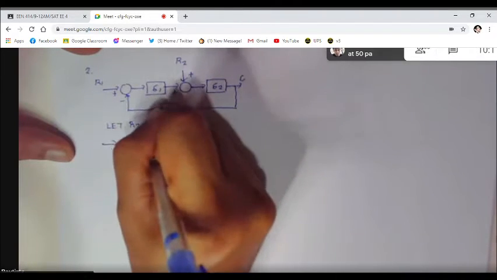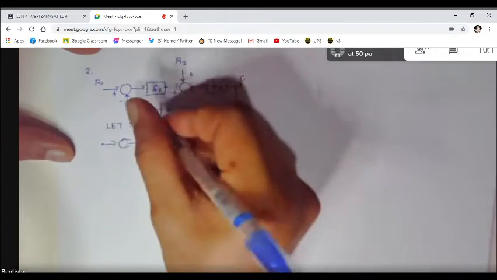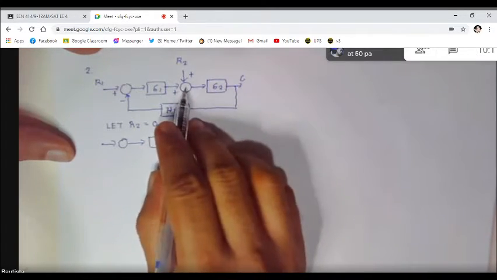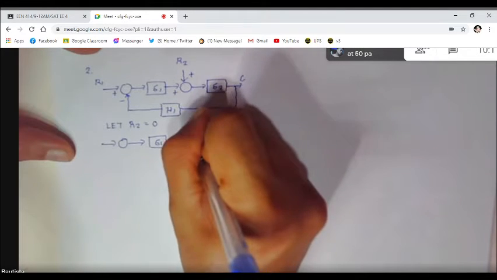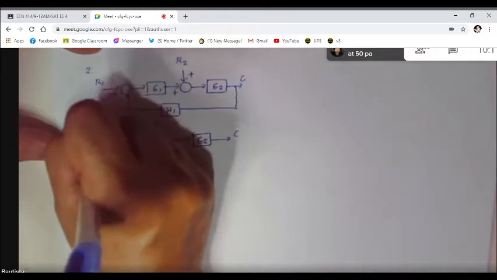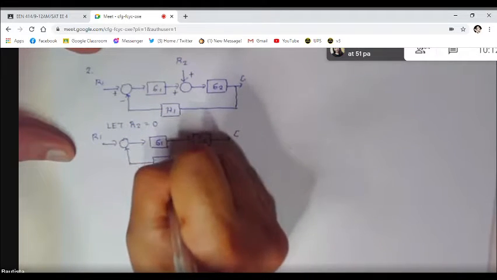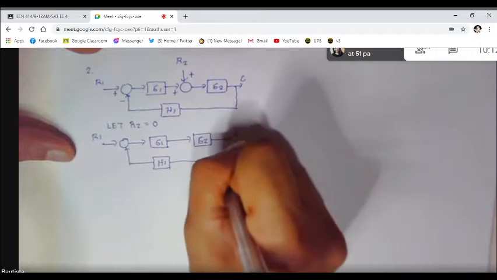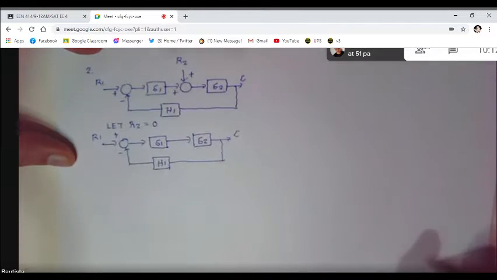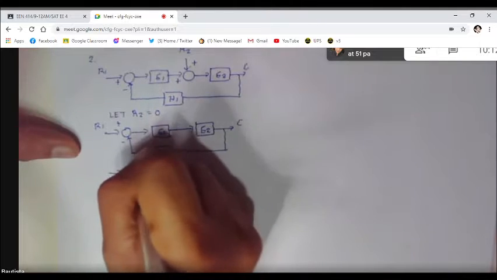So, you have G1, and then, instead na meron kang summing point, wala ka ng summing point dyan. Kasi 0 naman yan eh. Okay? 0 naman ang R2 eh. So, you have G2. Okay? So, ito yung C. So, ito yung R1 natin. And then, meron kang feedback dito. Okay? So, you have H1 mo. So, you have positive, negative. Okay? Pag sinimplify mo yung nasa taas, ito na, mangyayari, no?